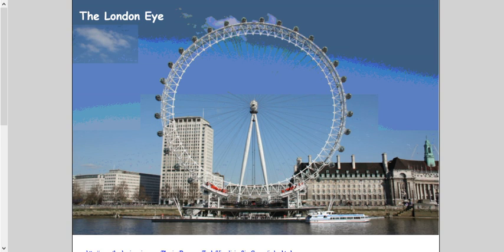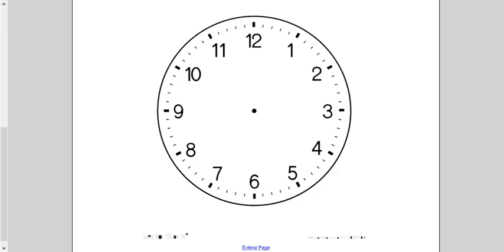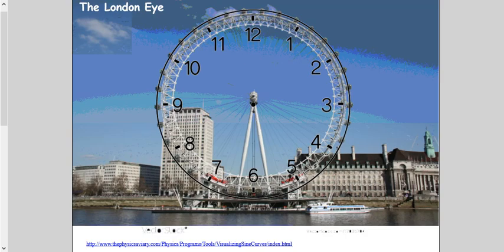Let's also take a minute to look at the motion of a Ferris wheel. When we talk about the position you're in on a Ferris wheel, we're going to use a clock: the 1 o'clock position, the 2 o'clock position. And we'll put that clock right on top of the Ferris wheel so that we can say we board at the 6 o'clock position, meaning we're loading at the bottom of the Ferris wheel.